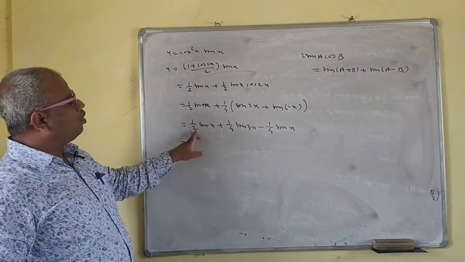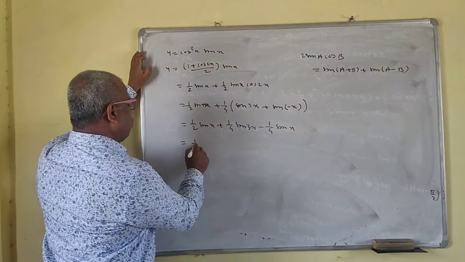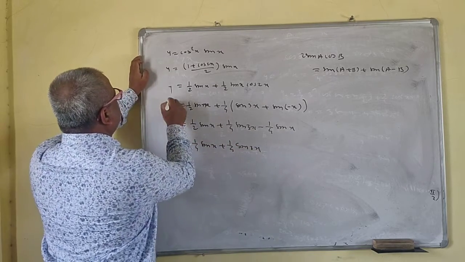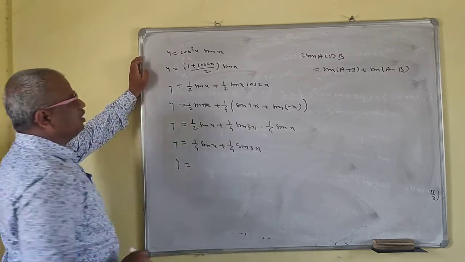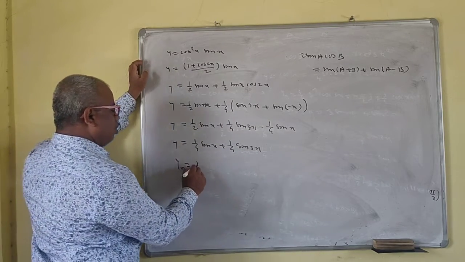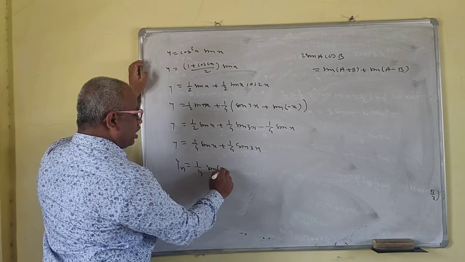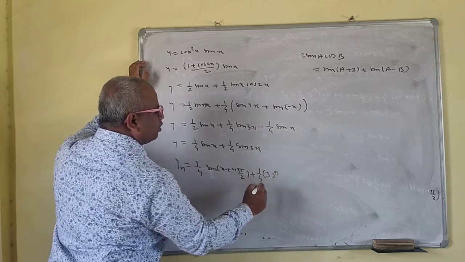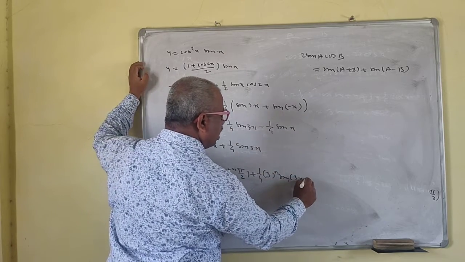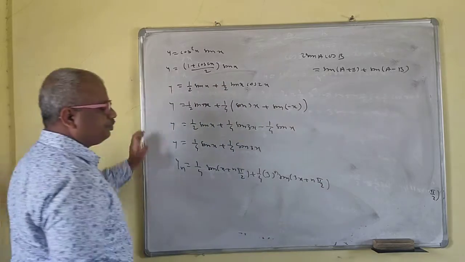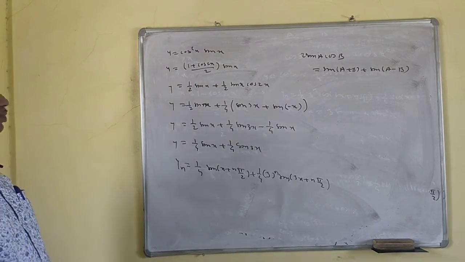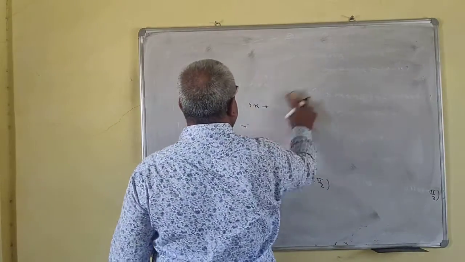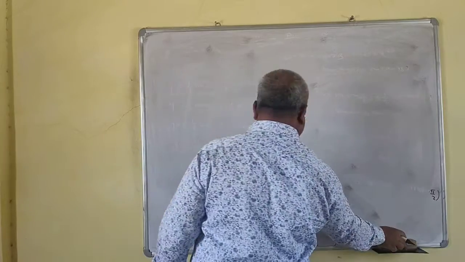So this is 2 by 4 minus 1 by 4, so 1 by 4 sin x plus 1 by 4 sin 3x. This is your y now. So y n is equal to 1 by 4 sin of x plus n pi by 2 plus 1 by 4 3 raised to n sin of 3x plus n pi by 2. This is your solution now. This is the application of the formula.